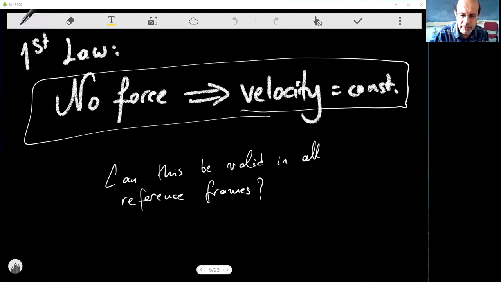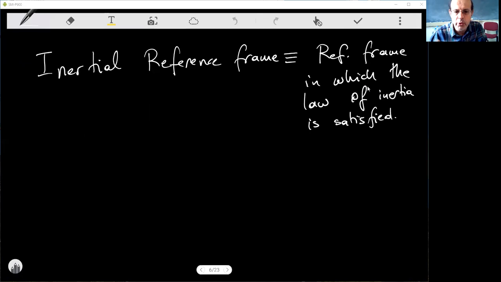So from here, we will deduce that if a reference frame is moving with constant velocity relative to an inertial reference frame, then that's also an inertial reference frame. But as I said, I'm going to talk about reference frames later. Here, we just need to keep in mind that the laws of motion or the laws of physics cannot be valid in all reference frames. They are valid only in inertial reference frames.